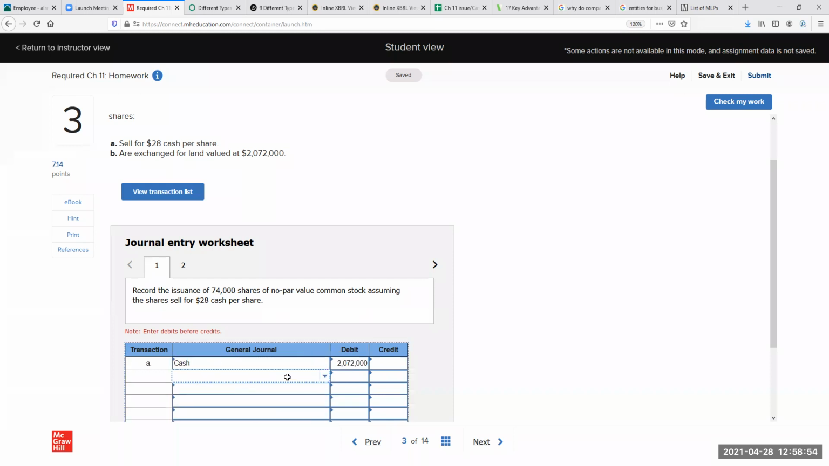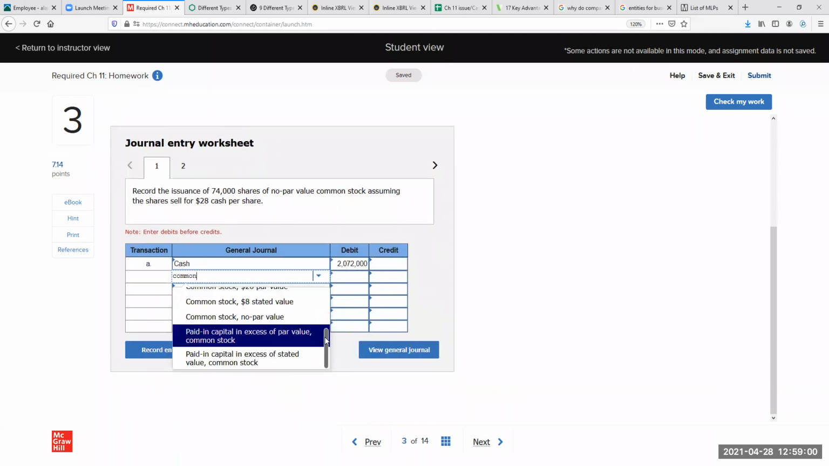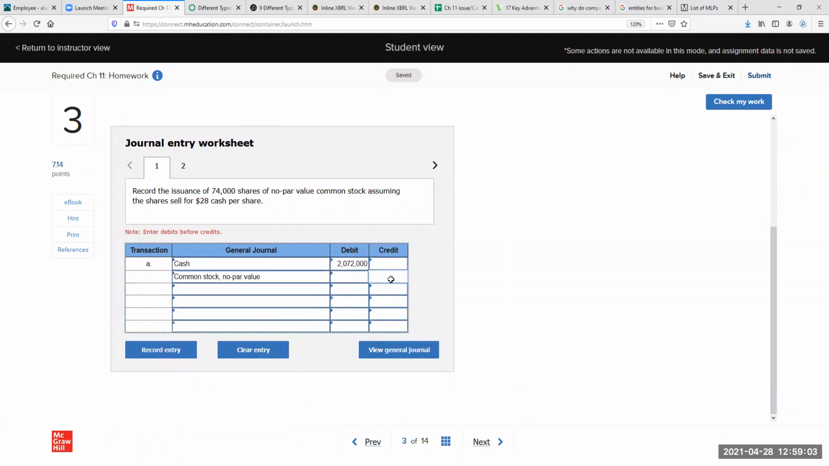Okay, and then, because there is no par, there is no additional paid in capital. So the whole 2,072,000 goes to common stock. Now let's see what's over here. Record the issue of no par stock, assuming the shares are exchanged for land.